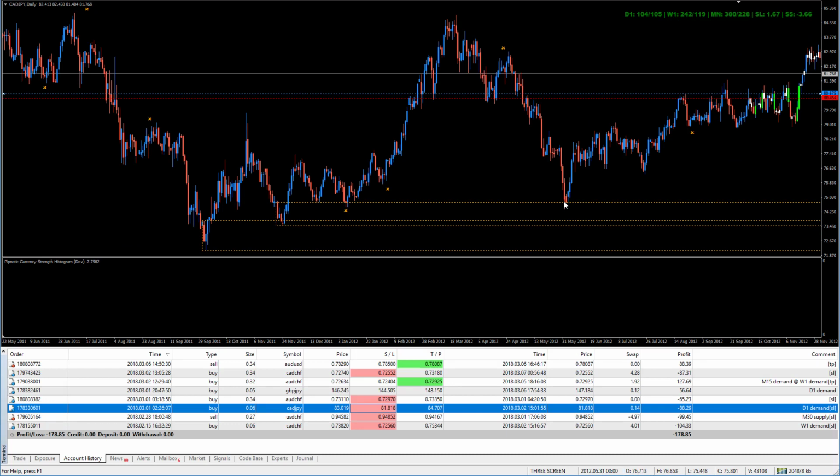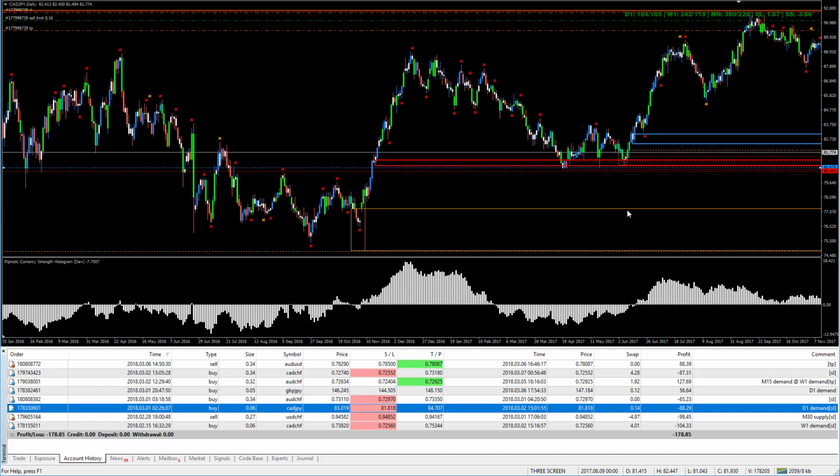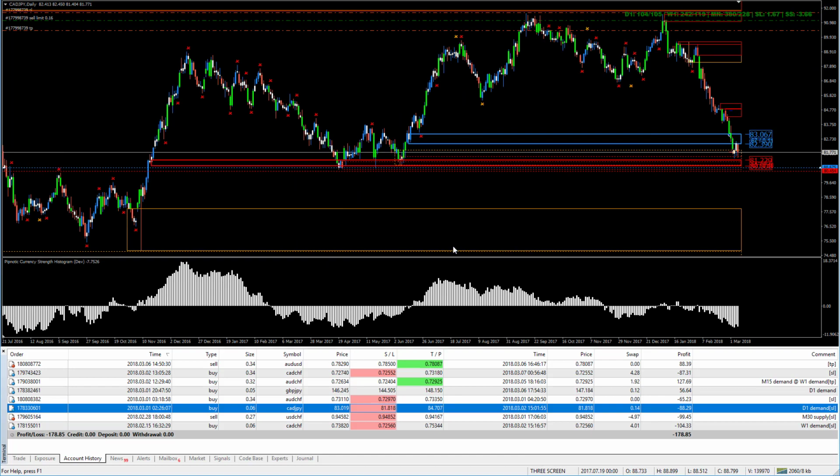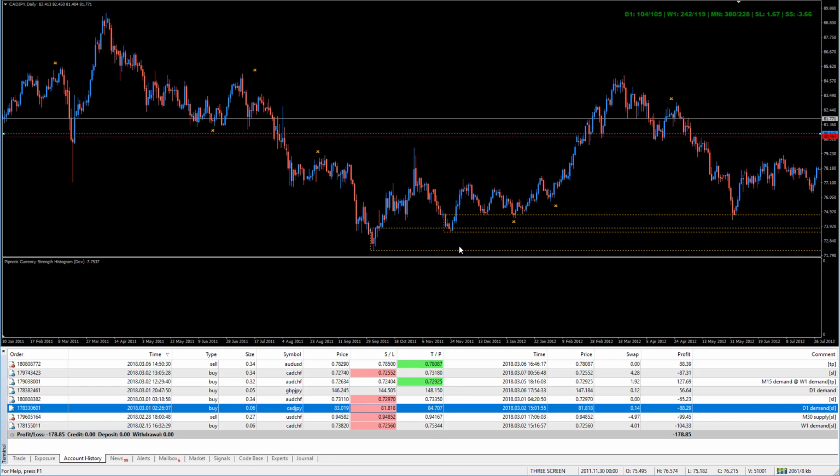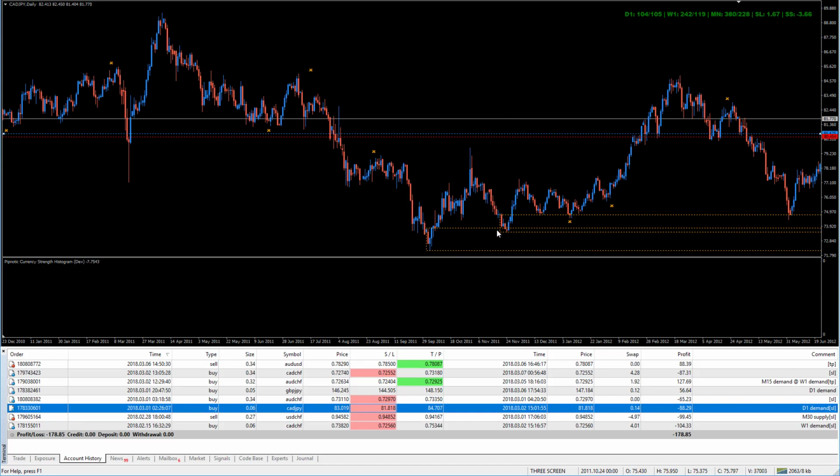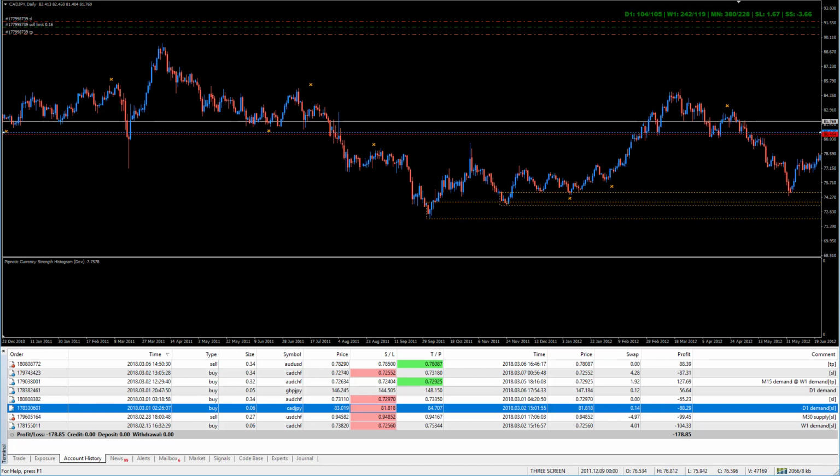And this is interesting because it shows us that we have a weekly area of demand that was tested once, twice, three times, four times, and the parent is this one here. So the area of demand that's interesting is down here. This is on the weekly chart, weekly demand. So it looks like this.